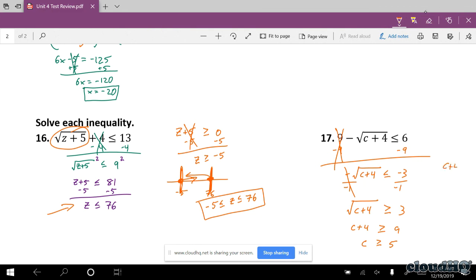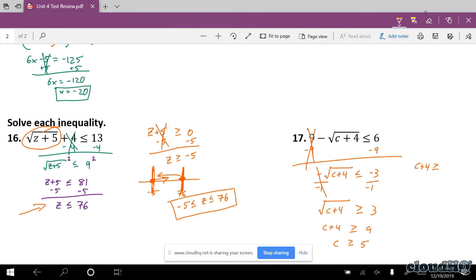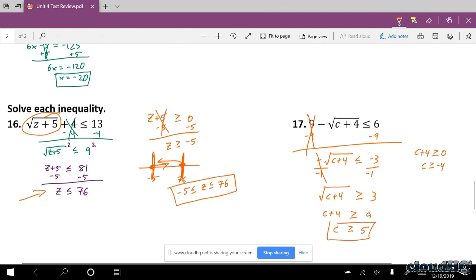We knew that c plus 4 had to be greater than or equal to 0. C had to be greater than or equal to negative 4, rather. Everything greater than or equal to 5 is greater than or equal to negative 4, so it works. We don't have to restrict the answer. There it is.